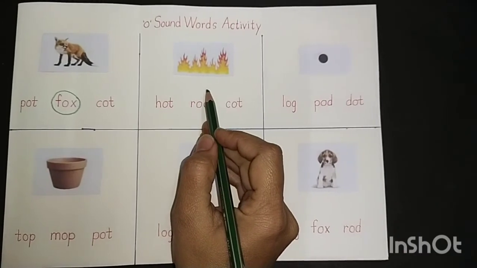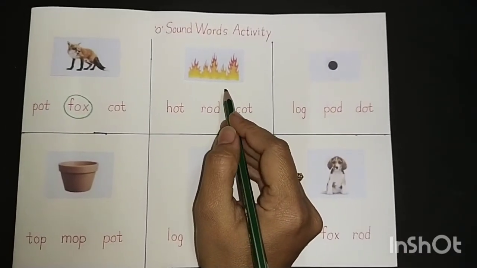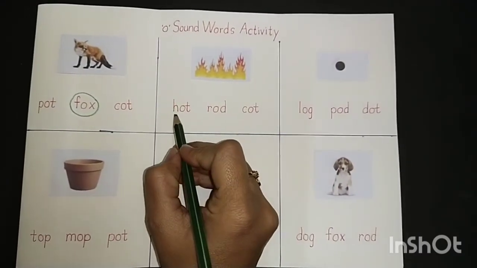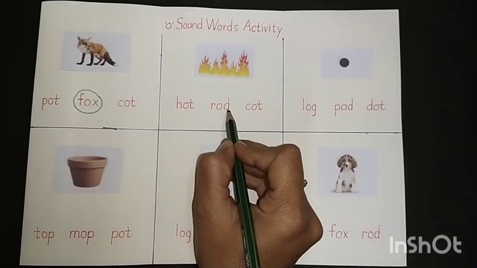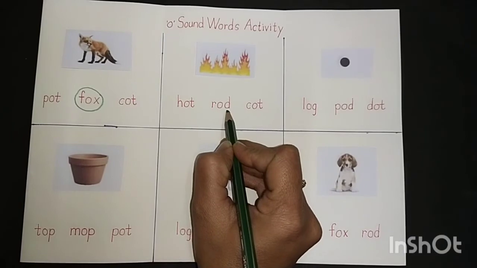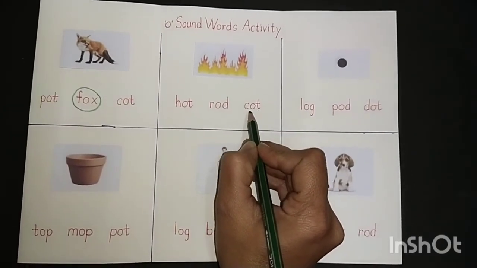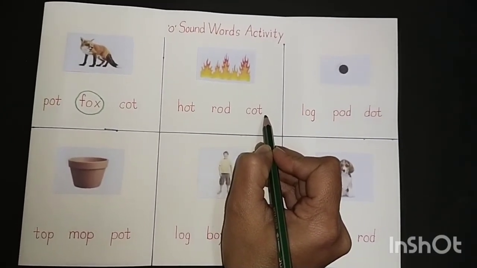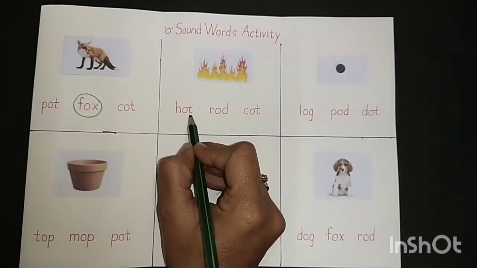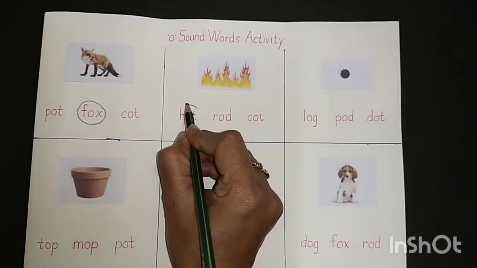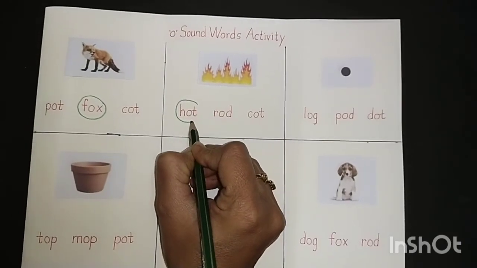Which picture is this? Hot. Now read the spellings. H-O-T, hot. R-O-D, rod. C-O-T, cot. So this is hot. So we will circle H-O-T, hot.